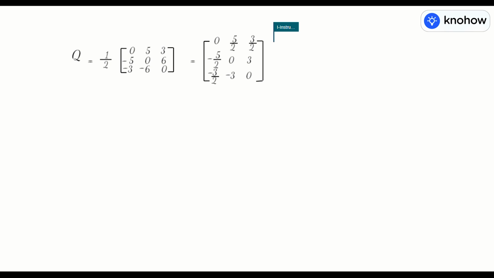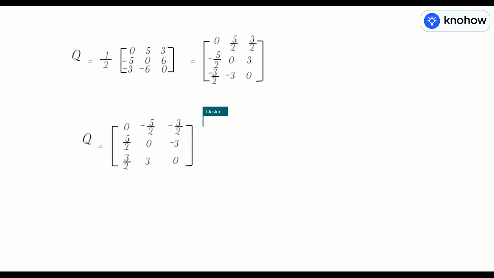And this is Q. We want to prove that Q is skew symmetric. So let us work out the value of Q dash. Take the transpose of it. The elements of the first row 0, 5 by 2, 3 by 2 in the first column. Second row minus 5 by 2, 0, 3 in the second column. And minus 3 by 2, minus 3, 0 in the third column.